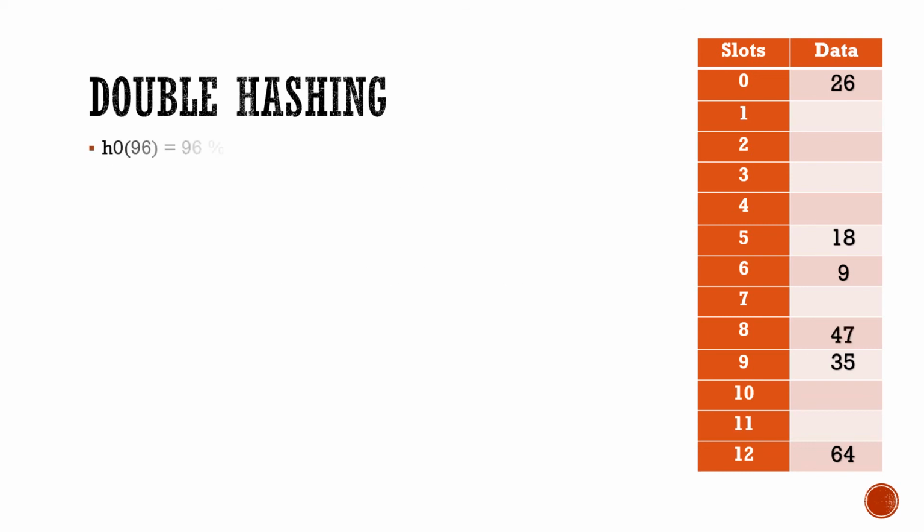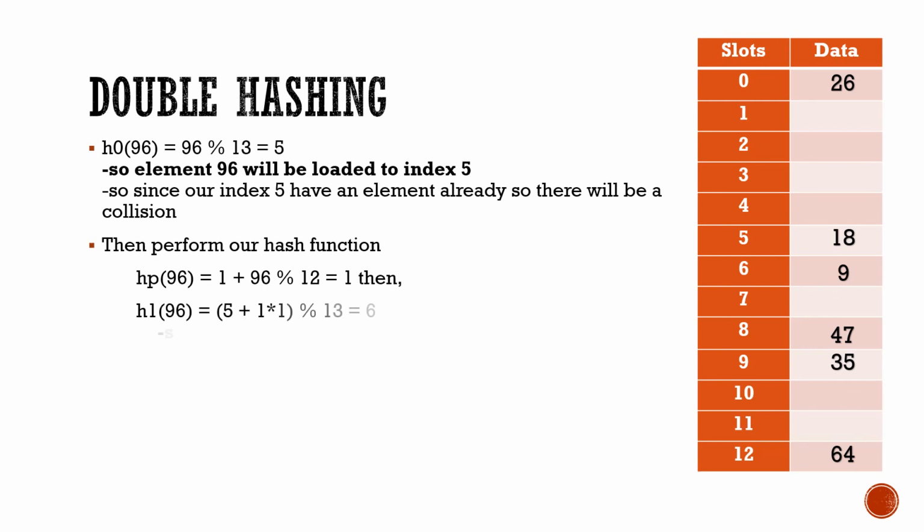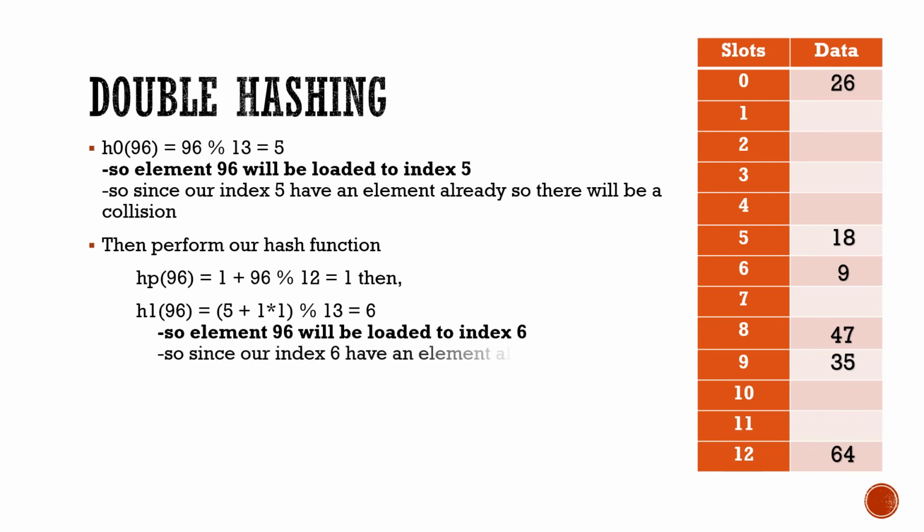h of 47 equals 47 modulo 13 equals 8, so element 47 will be loaded to index 8. h of 96 equals 96 modulo 13 equals 5, so element 96 will be loaded to index 5. Since index 5 has an element already, there will be a collision. Then perform our hash function. hp of 96 equals 1 plus 96 modulo 12 equals 1. Then h1 of 96 equals 5 plus 1 times 1 modulo 13 equals 6. So element 96 will be loaded to index 6.